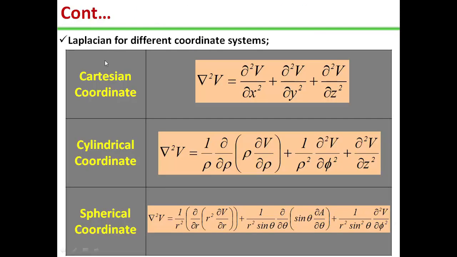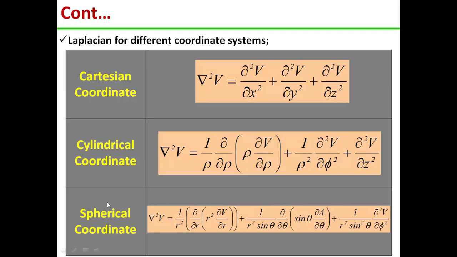Now the Laplacian of vector field V is defined in three different coordinate systems here. In the Cartesian coordinate system, the Laplacian of V, that means del square V, can be written as del square V by del x square plus del square V by del y square plus del square V by del z square. Whereas in the cylindrical coordinate system, the Laplacian of V, that is del square V, can be written as 1 by rho del by del rho of rho del V by del rho plus 1 by rho square del square V by del phi square plus del square V by del z square.